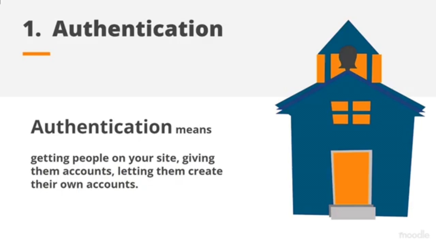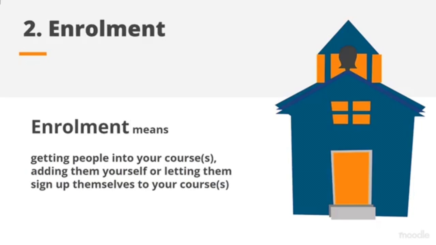We as the teacher, and Alex as our example teacher here, need enrollment. Enrollment means getting people into your courses, either by adding them yourself or letting them sign up themselves to your courses. Enrollment with one L if you are British or Australian, enrollment with two L's if you are American. Both are correct, neither is a spelling mistake.